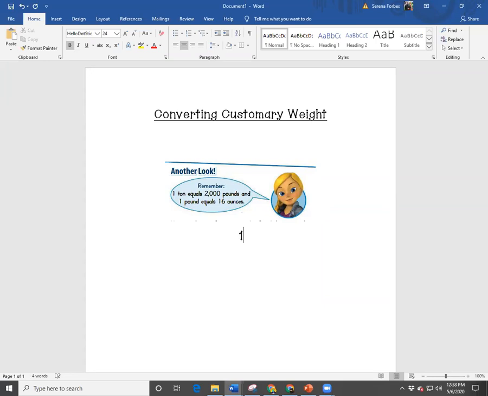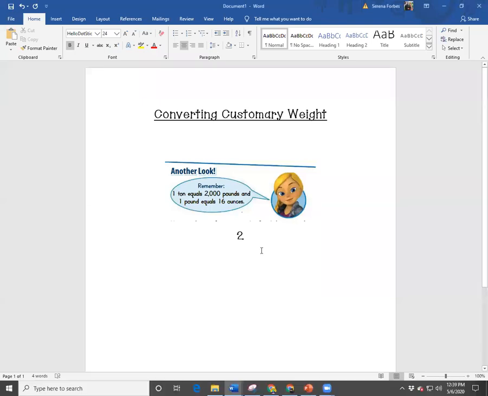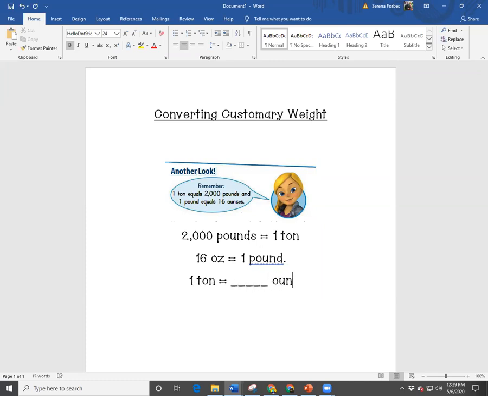You would write down just that one, or you could write it this way: 2,000 pounds equals 1 ton, and 16 ounces equals 1 pound. That rationale, well, 1 ton equals how many ounces?